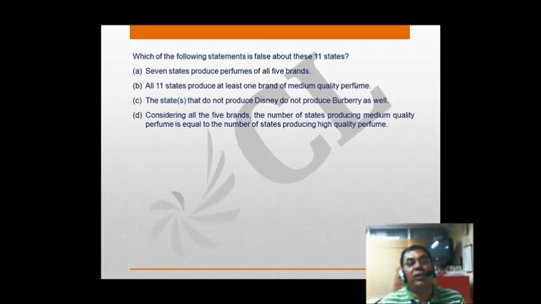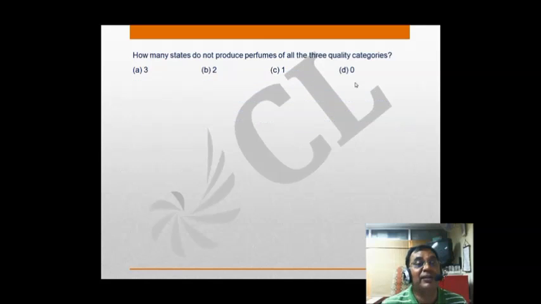Which of the following statements is false about these 11 states? Again, I'll have to check all these things. I will avoid it. I will rather see how many states do not produce perfumes of all 3 quality categories? So I'll have to just check for this question.